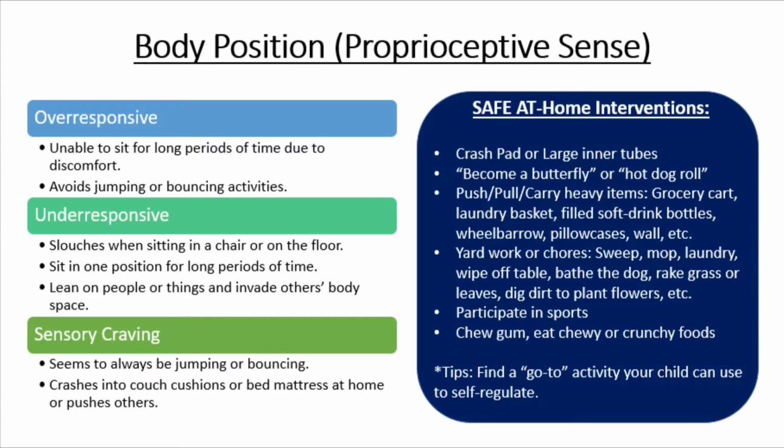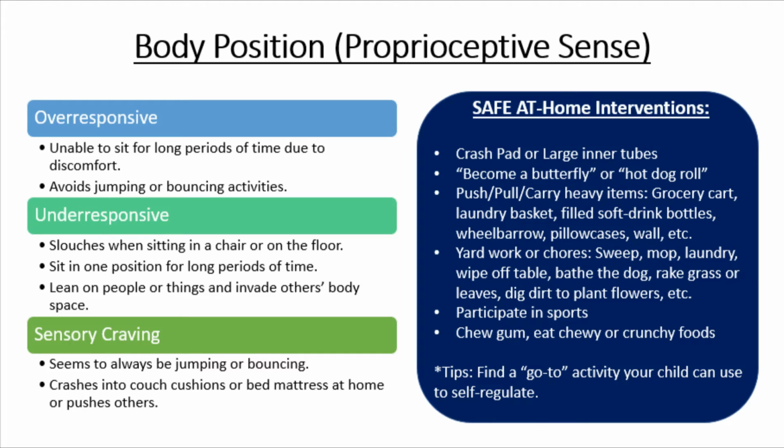If your kiddos like to eat chewy or crunchy foods, and they're demonstrating some of these characteristics, I encourage you to possibly, if they're old enough, have them chew gum or eat chewy or crunchy foods to give them that deep pressure input. Especially if they like to grind their teeth, this is a good alternative to that. And I'm sure a lot of dentists would agree with me.